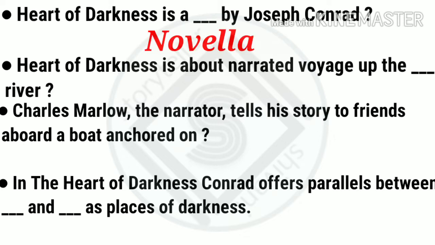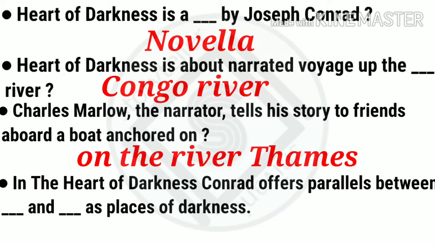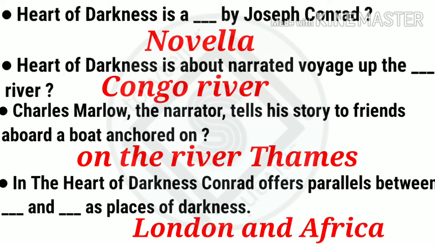Next question. Heart of Darkness is about a narrated voyage up the Dash River. So the answer is Congo River. Next, Charles Marlow, the narrator, tells his story to friends aboard a boat anchored on. So the answer is on the river Thames. Next, in The Heart of Darkness, Conrad offers parallels between dash and dash as places of darkness. So the answer is between London and Africa.